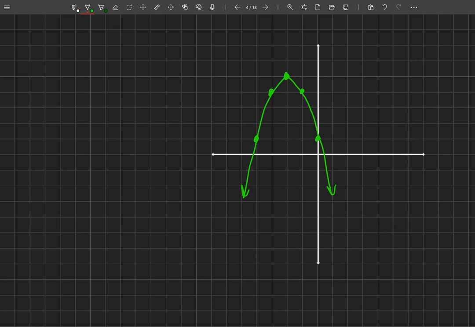So this is a quadratic. Oops, I gave it away. Well, you should already know it's a quadratic. But see if you can write the equation for this. And then once you write the equation, see if you can write the domain and range. Do that.